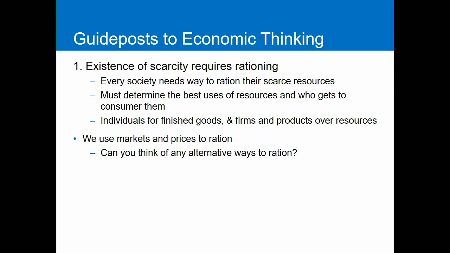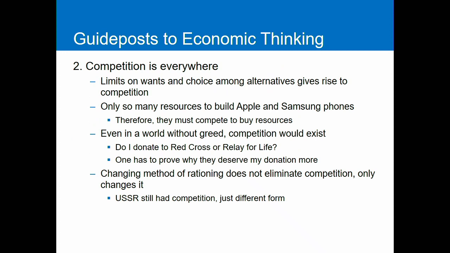So, the existence of scarcity requires rationing. Every society needs to ration their resources, and there are tons of different ways to do that. The next point: competition is everywhere. There are limits on wants and there's choice among alternatives, and these give rise to competition. Because there's only so many resources to build Apple phones and Samsung phones, the companies that build those phones have to compete over resources.